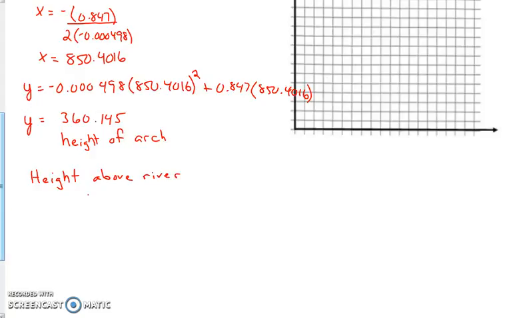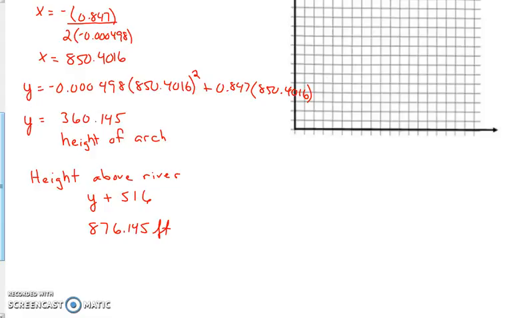So I'm going to take the y value that I just found and add 516 feet to that. So again, I'll give you a second to calculate that. And hopefully you get about 876.145 feet.